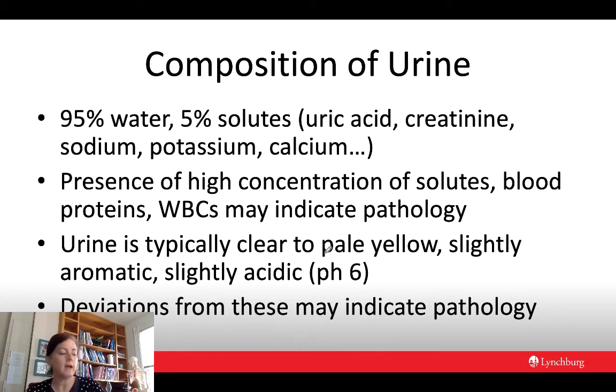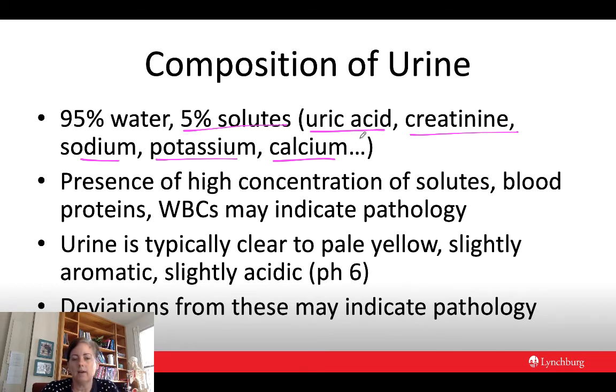Okay, so what do we have in urine? It's mostly water, like most other things in the body. It's like 95% water, and about 5% solutes. So for instance, uric acid, creatinine, some ions, so sodium, potassium, calcium. There really shouldn't be a whole lot in your urine. This kind of pairs well with the lab that we did.